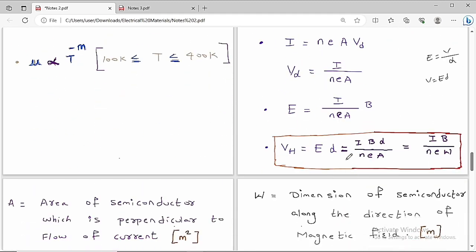This is a very important formula. There are a lot of questions based on this formula of the Hall voltage. I request you to remember it. And the polarity of the Hall voltage is different for different semiconductors.